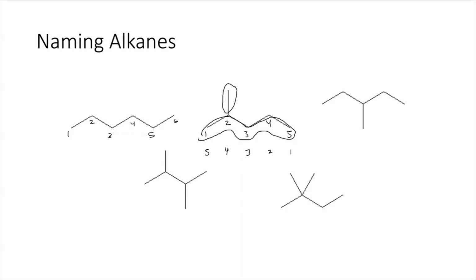We already said that this one is hexane. So what is this? It's an alkane, so it has an ane ending. It has 5 carbons in its longest chain. If you go back a slide, or maybe you have them printed in front of you, 5 is pent. So this is pentane.